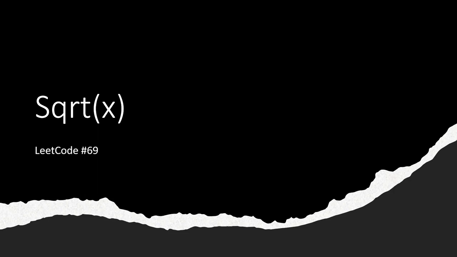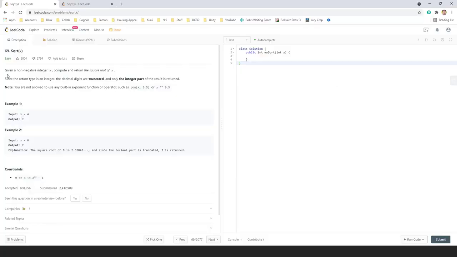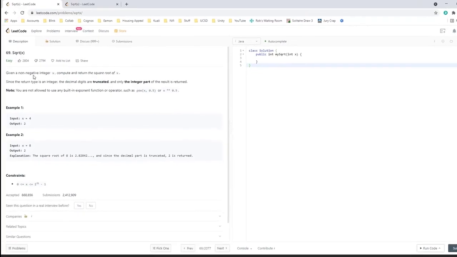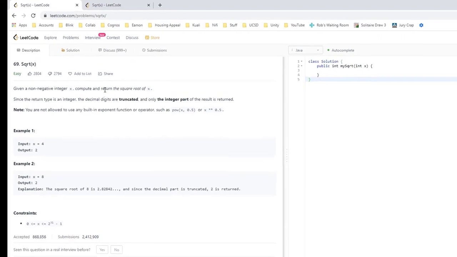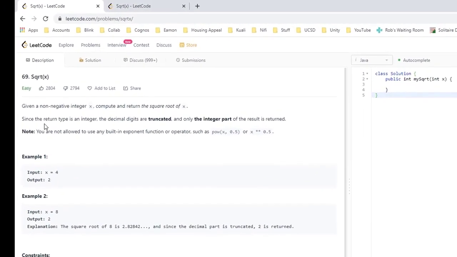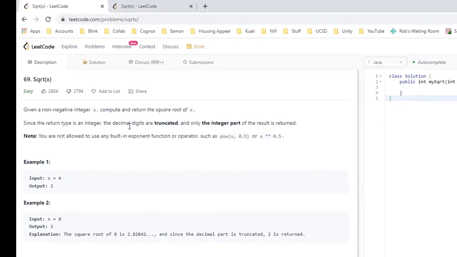Hello friends, today we're going to be looking at square root, which is LeetCode problem 69. Given a non-negative integer x, compute and return the square root of x. Since the return type is an integer, the decimal digits are truncated, and only the integer part of the result is returned. And then they've got some disclaimers here.